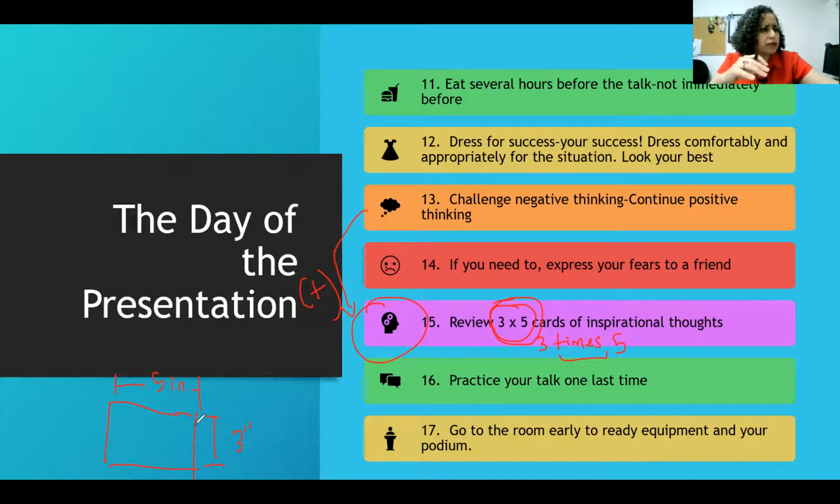But you could also use something like a post-it. Post-its are like 3 times 3 size. It's just talking about something small that you can carry with you and keep positive or inspirational thoughts that can help you when you are presenting, when you are speaking to the audience. So really good. Thank you, Ana Karen.